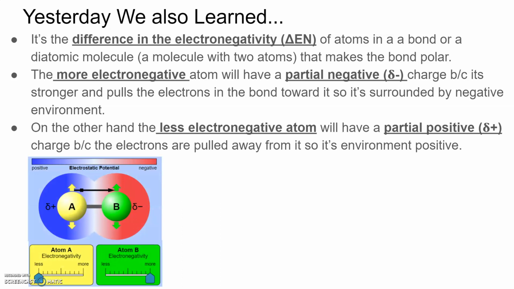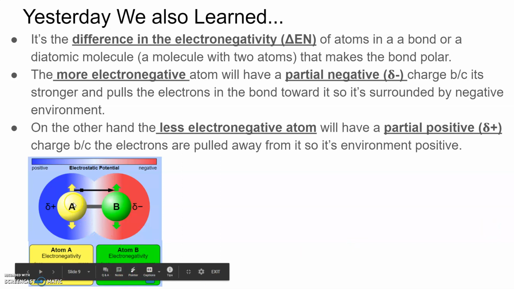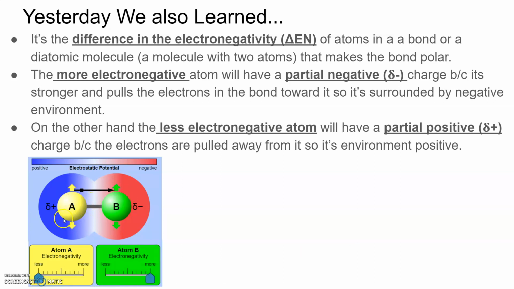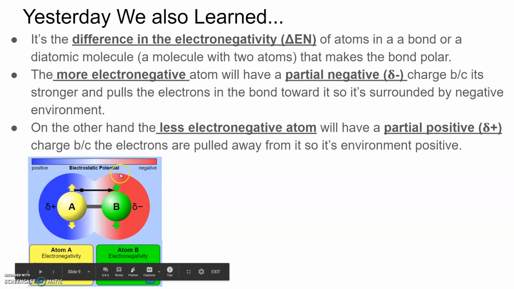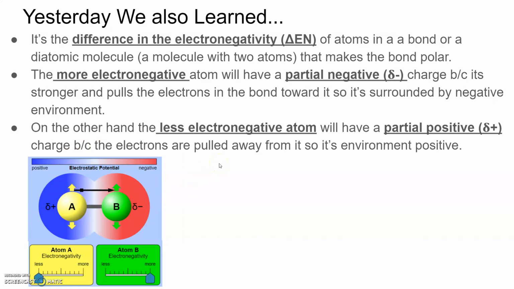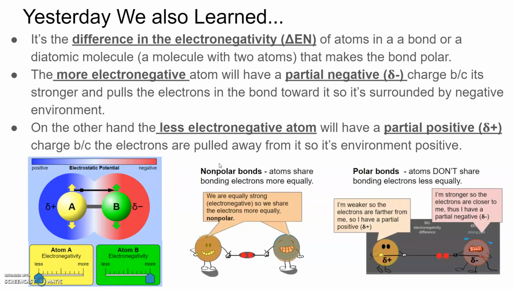And we explored this through the PhET simulation, where we had a diatomic molecule, or you can think of this as a bond with atoms A and B in it. And we were able to change electronegativities of both atoms and see if the molecule or the bond was polar or nonpolar. We also then discussed a little bit further nonpolar bonds versus polar bonds, right? So again, it's this sort of tug of war of the atoms pulling the electrons toward themselves.